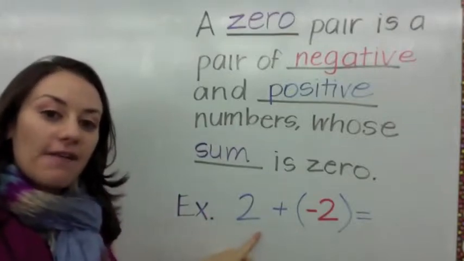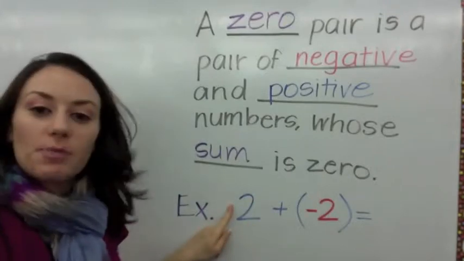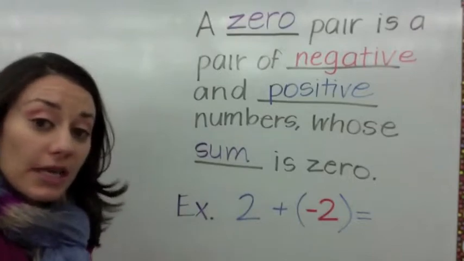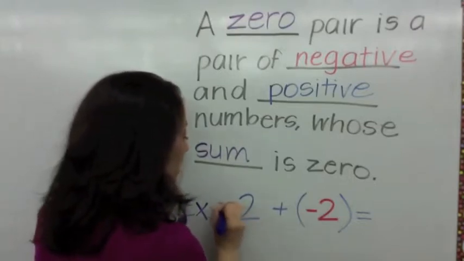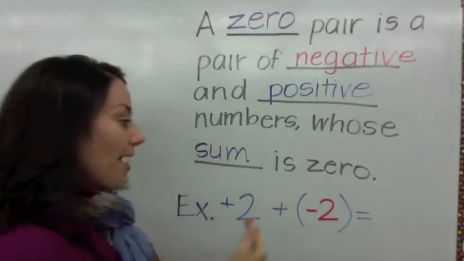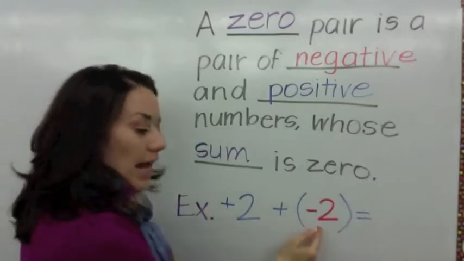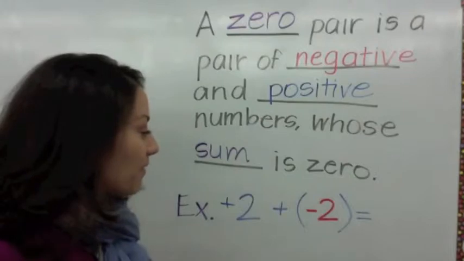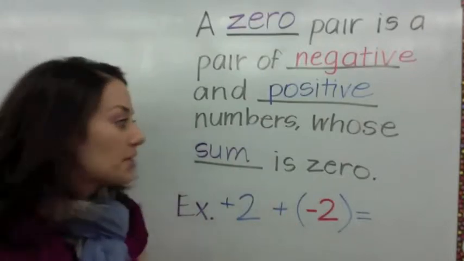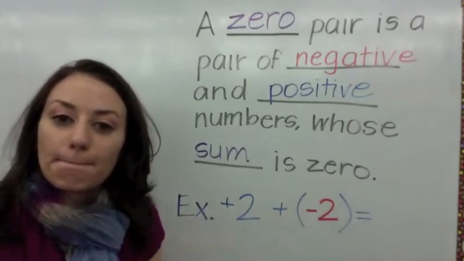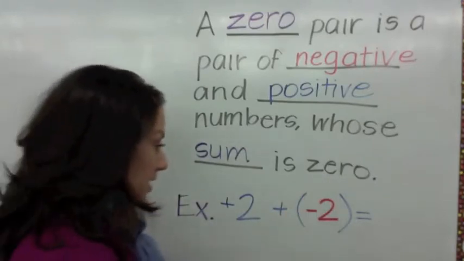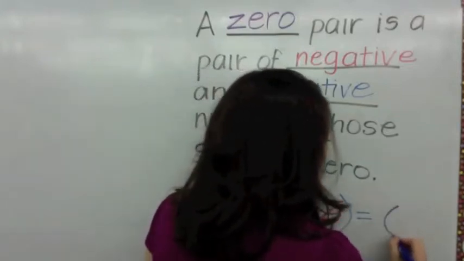Now here's the example. If I have a positive 2, and how do I know it's positive? There's no sign in front of it. If it's invisible, this is really a positive 2. If I have a positive 2, and then I'm trying to add a negative 2, so again, I'm finding the sum of positive 2 and negative 2. What do you think the sum is? It's 0, isn't it? Yes, it's 0.